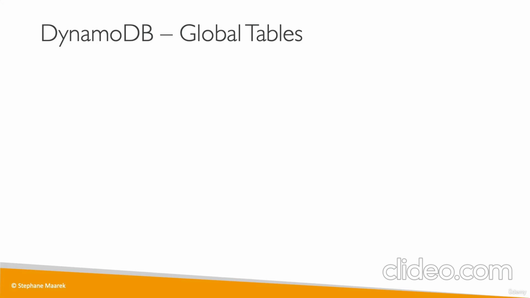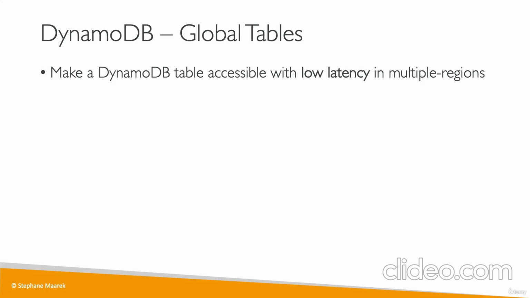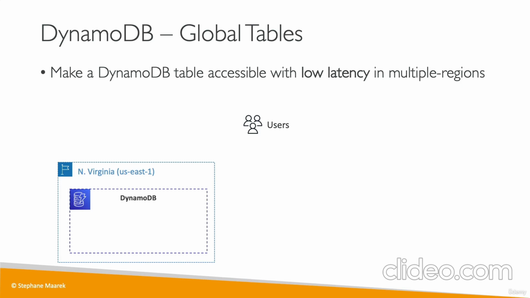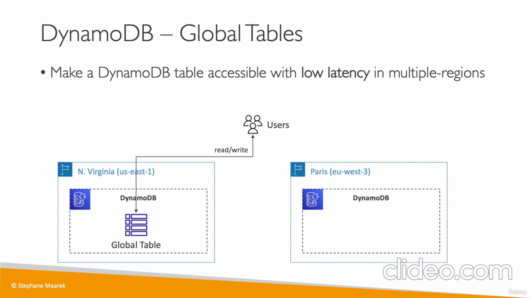Okay, so now let's talk about DynamoDB global tables. This is one feature you need to know about for DynamoDB. It's a way for you to make a DynamoDB table accessible with low latency, and this is the key, in multiple regions. So let's take an example. We have a DynamoDB table in US East 1, and we'll set it up as a global table. So at the basics, of course, our users can do read and write to this DynamoDB table in Northern Virginia, US East 1. But it is possible for us to set up some replication for this global table.